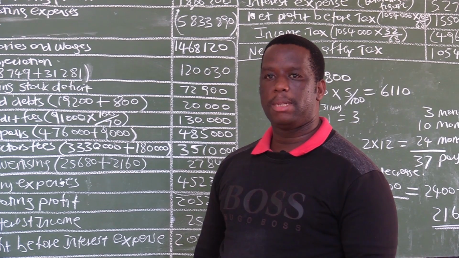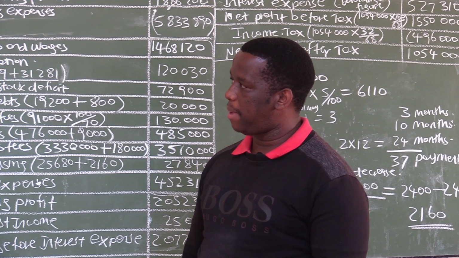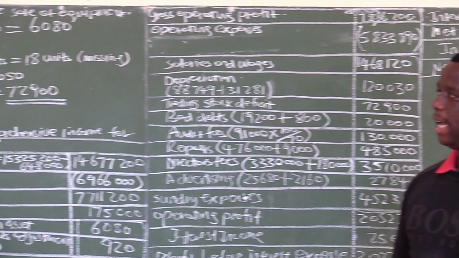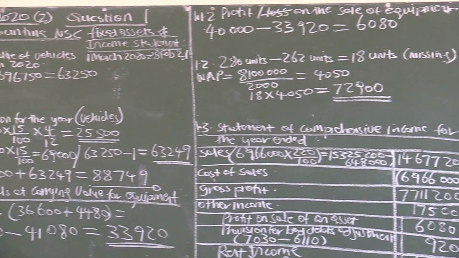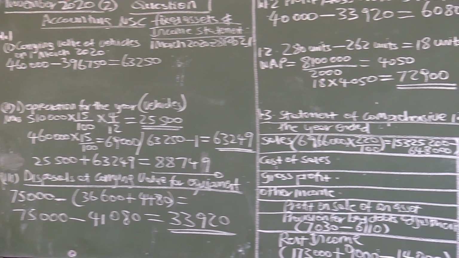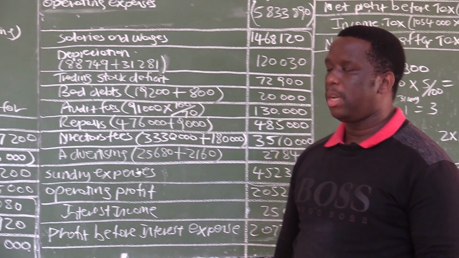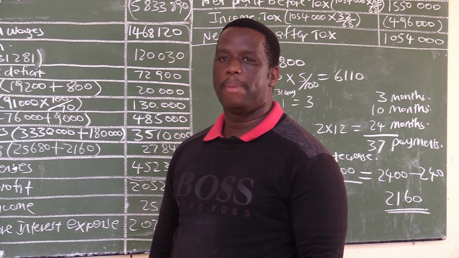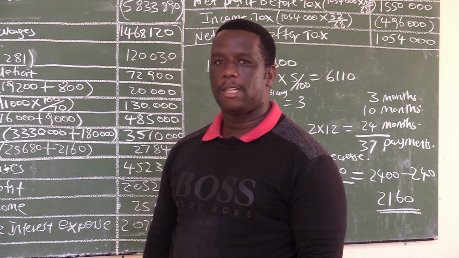So now that we have completed question 1, it tells us that we have finished this paper, which is November 2022, Accounting NSC paper 1, which had 4 questions. We did question 3, question 4, question 2, and we are now on question 1. Our next lesson will be based on November 2022, paper 2. We'll be doing paper 2. Thank you very much.